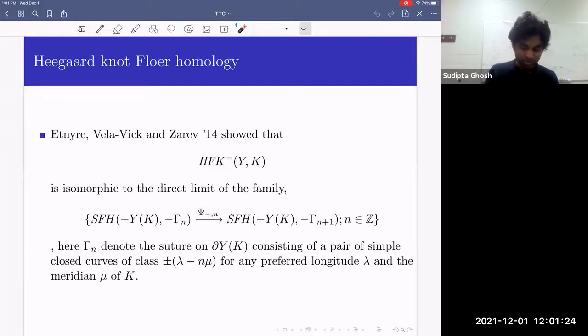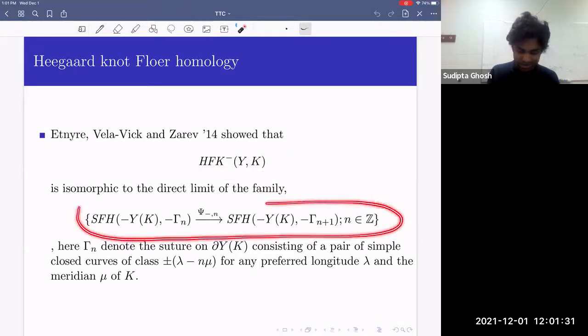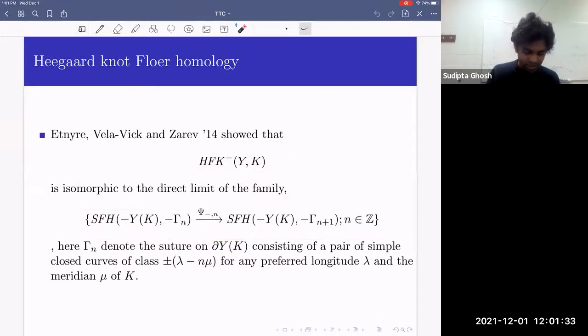So what they show is that the HFK minus of (Y, K) is isomorphic to the direct limit of the following directed system, where each member of the family denotes the sutured Floer homology of the knot exterior with slope gamma_n, where gamma_n denotes two oppositely oriented curves on the boundary torus of the form lambda minus n times mu, where lambda is any preferred longitude and mu is the meridian of the knot. And the transition maps in this directed system are given by the negative bypass maps.